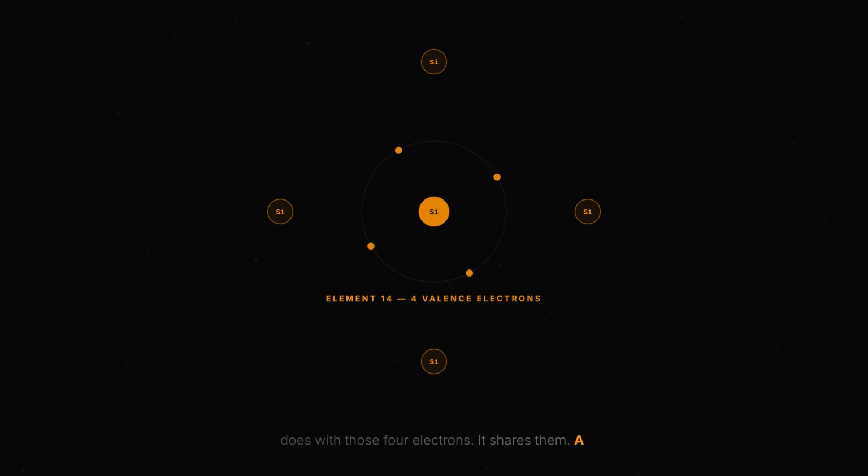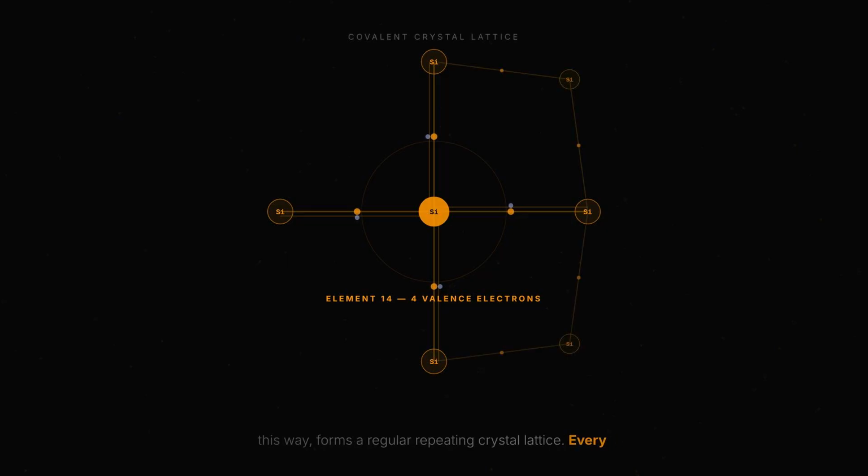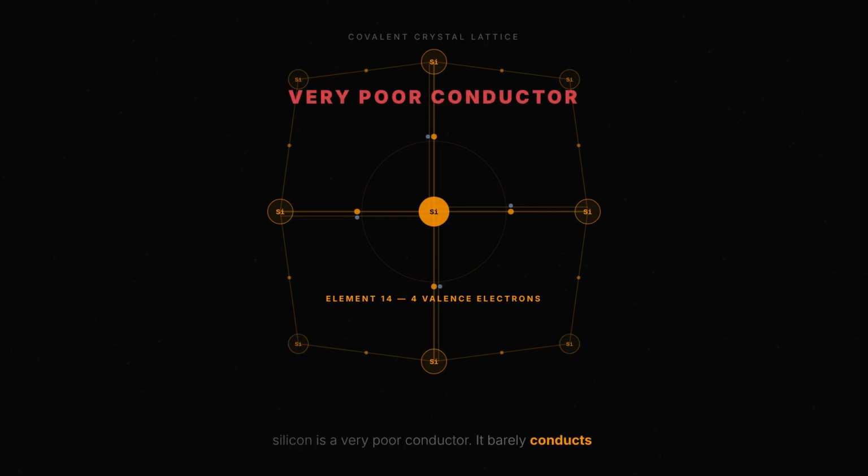It shares them. A silicon atom looks at its 4 neighbors, 4 other silicon atoms, and each pair of atoms shares 2 electrons between them, 1 from each atom. Each atom ends up with 8 shared electrons around it. A full outer shell, a stable, tightly bound structure. These shared electron pairs are called covalent bonds, and pure silicon bonded this way forms a regular repeating crystal lattice. Every atom in its place, every electron paired up, every bond satisfied. And because every electron is tied up in a bond, there are no free electrons, which means pure silicon is a very poor conductor. It barely conducts at all.